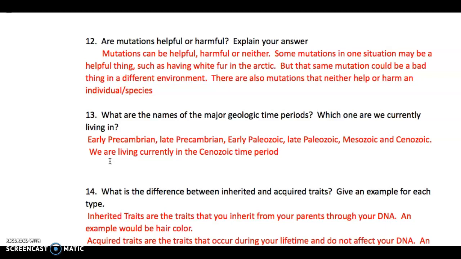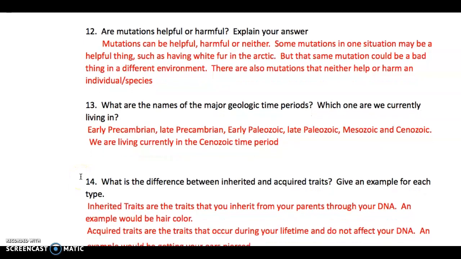13, what are the names of the major geologic time periods? Which one do we currently live in? This goes back to our time scale again. We had the early Precambrian, late Precambrian, early Paleozoic, late Paleozoic, Mesozoic, and Cenozoic. And we are currently living in the Cenozoic time period.